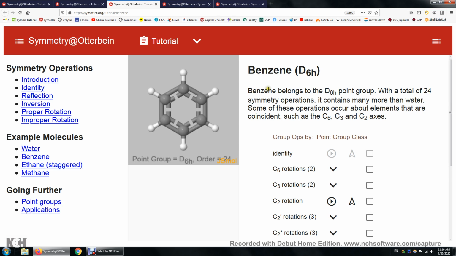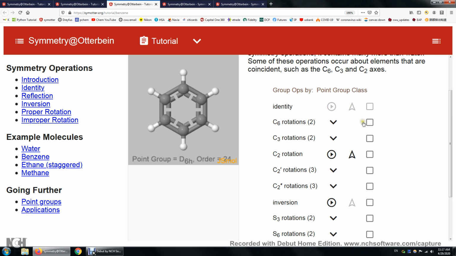Benzene belongs to the D6h point group. There are 24 operations. Therefore, the order of this point group is 24. What does this D6h mean? So 6 means the principal axis is C6. h means there's a sigma h symmetry plane. h stands for horizontal. This sigma h symmetry plane is perpendicular to the principal C6 axis.